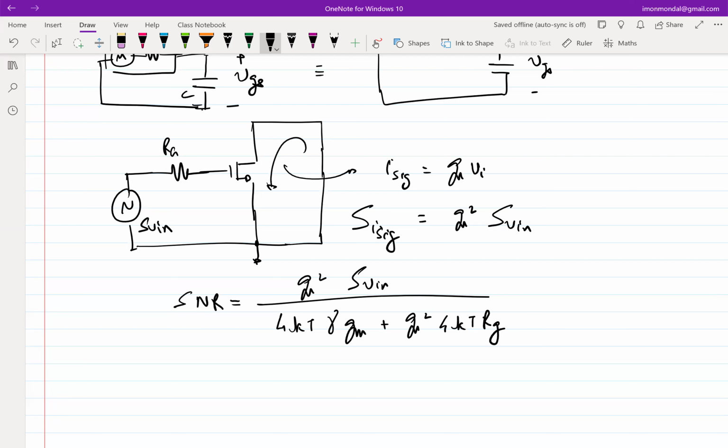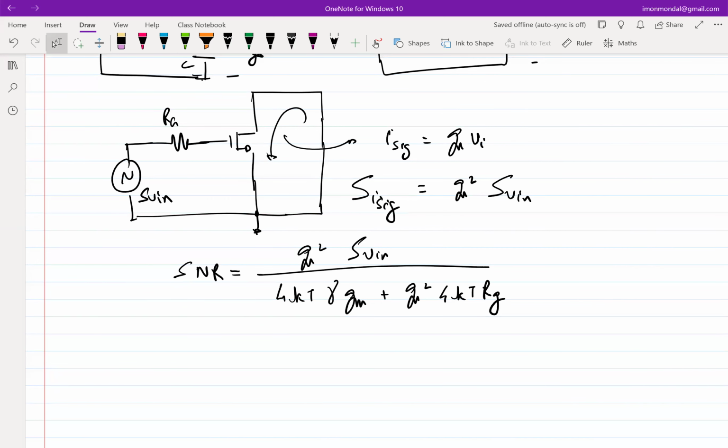So essentially your SNR becomes this. Now, as it turns out, in most low frequency applications, in most analog applications, this RG you can kind of neglect. The reason will not be evident to you at this moment, but let me put it this way.